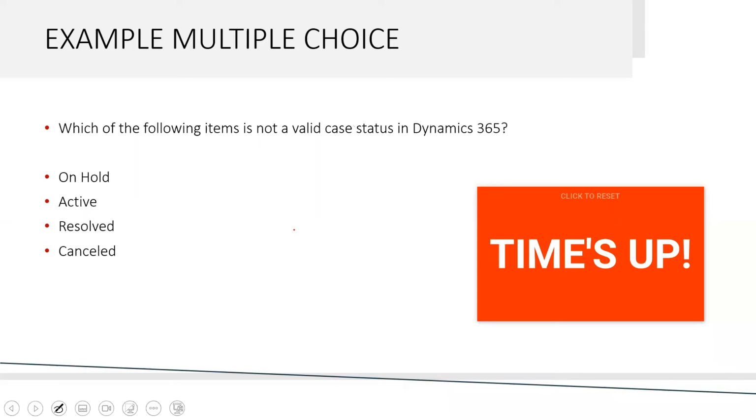The next question we have in line is, which of the following items is not a valid case status in Dynamics 365? Is it option A, on hold? Is it option B, active? Is it option C, resolved? Or is it option D, cancelled? So let's get your answers on the chat box and let me start the timer now.